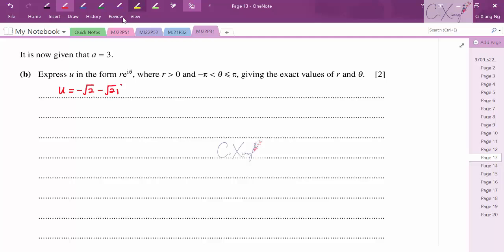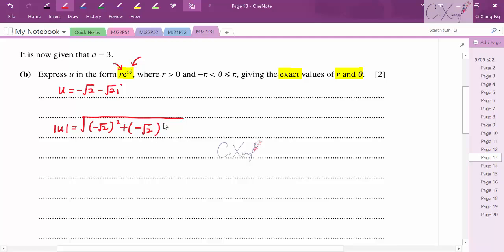Okay, so they want us to express the u in the form of r e power i theta. So again, the r here should be the modulus of the u, and the theta here will be the argument of the complex number u. They want us to give the exact values for r and theta. Once I have the complex number u, I will find the modulus of u. So the modulus of u will be the square root of the real part squared, so negative square root 2 squared, plus the imaginary part also squared.